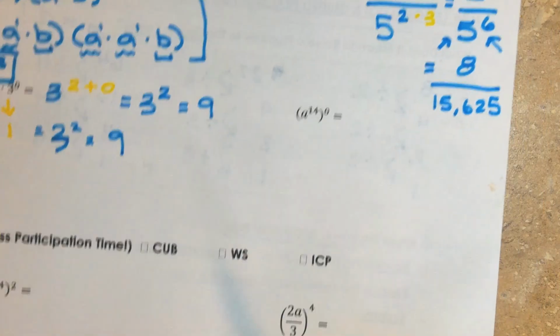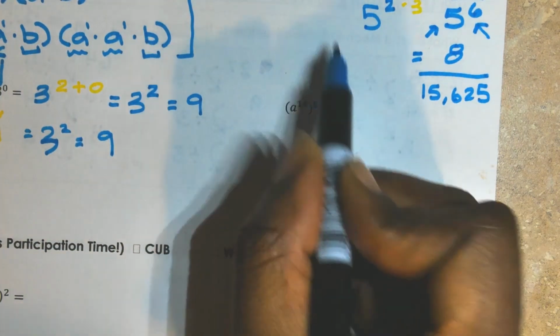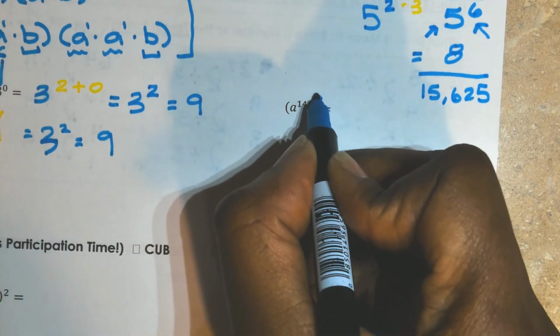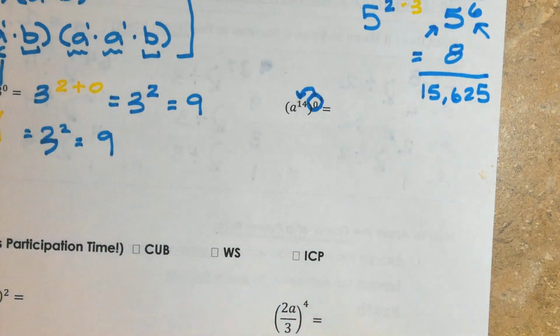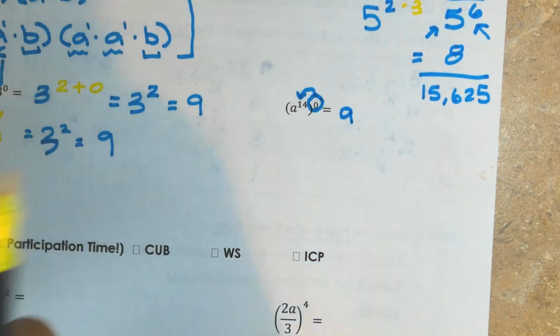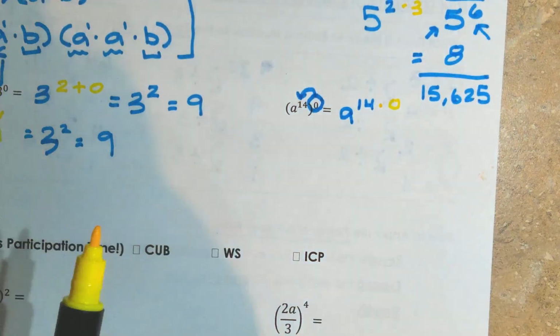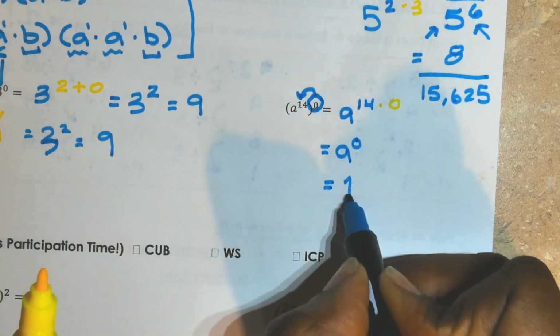And last but not least, now this is taking the 0 power and applying it to what we learned today. So raise this power to the power of 0. You take that 0 and distribute or multiply the inside exponents, and you will get a to the 14th times 0 power, which is just a to the 0th power, which equals 1.